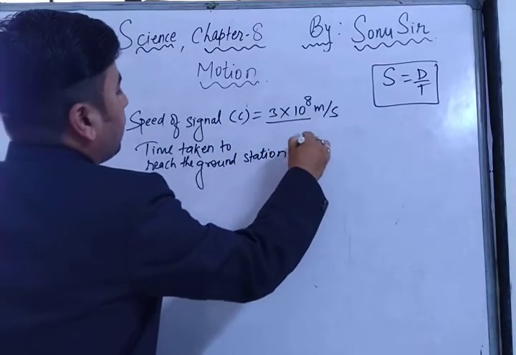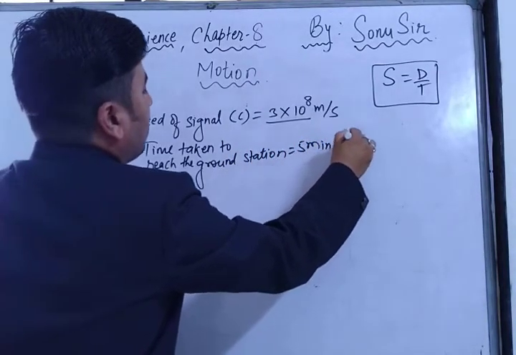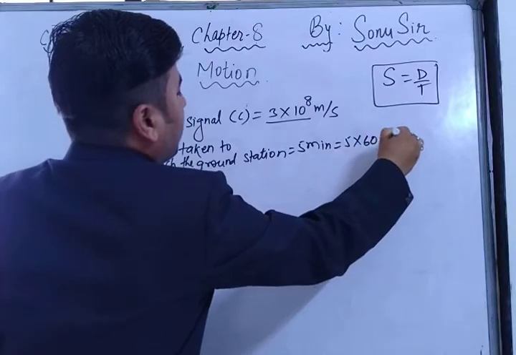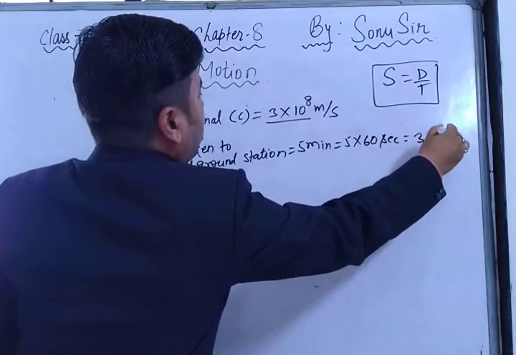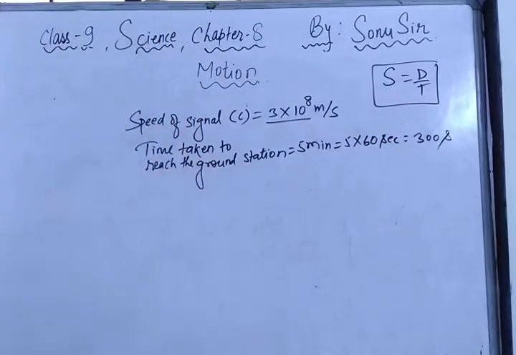5 minutes means, can you tell me how many seconds? 5 into 60 seconds, right, is equal to 300 seconds, correct? So this is the time given in the question, and the speed given. What we have to calculate? Distance we have to find.